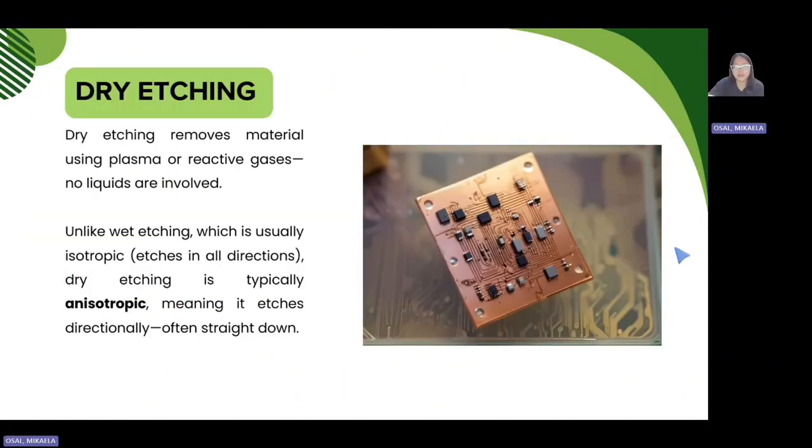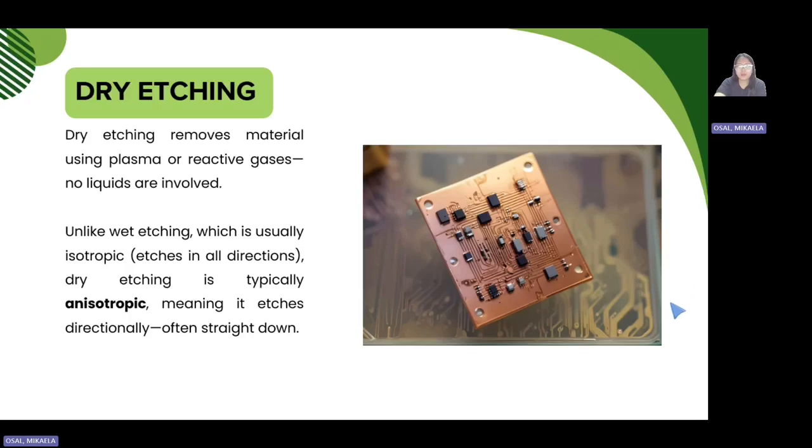In semiconductor manufacturing, dry etching is a crucial technique for pattern transfer onto the wafer. Unlike wet etching, which uses liquid chemicals to remove material, dry etching employs plasma or reactive gases. This method does not involve liquids, which makes it ideal for precise and controlled etching.